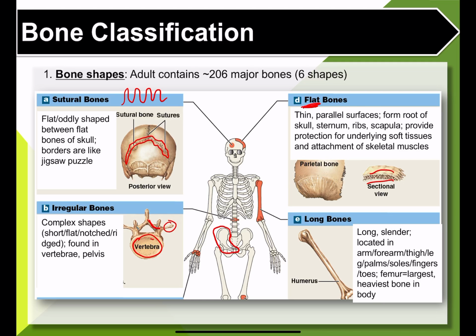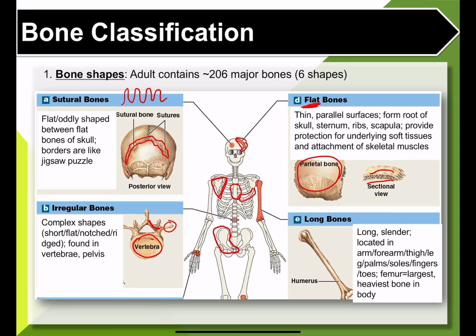Most of these flat bones form the roof of your skull, for example your parietal bone right here in this portion of the skull. Your sternum right here is another good example of a flat bone. Ribs are also flat bones. The scapula, as you can see, has this triangular shape on the back towards the posterior part of the body. Those are all examples of flat bones, and they usually provide protection for some underlying soft tissue area that needs that extra coverage over it.